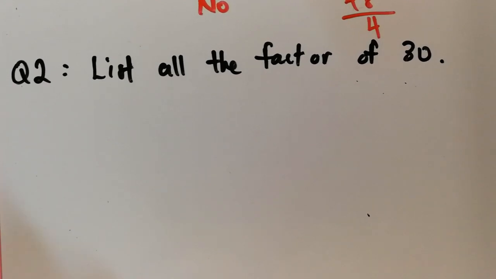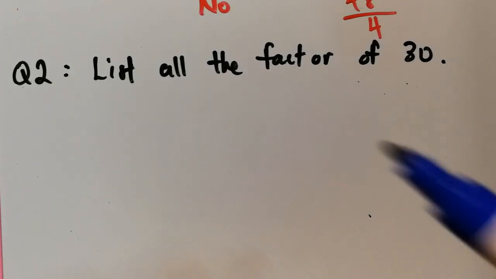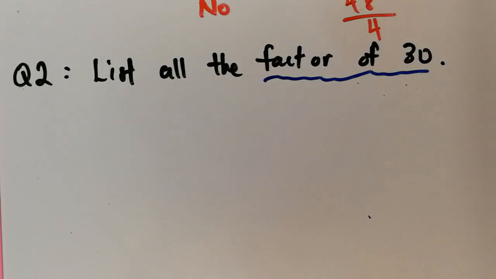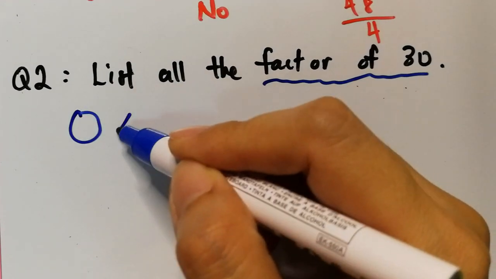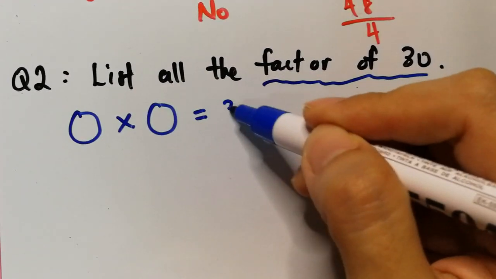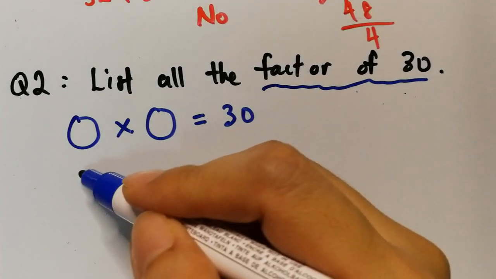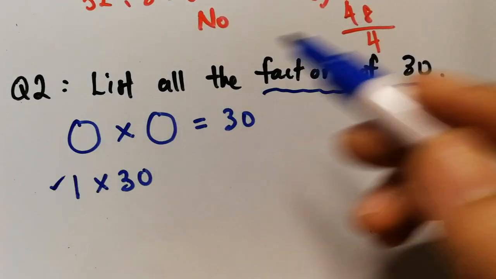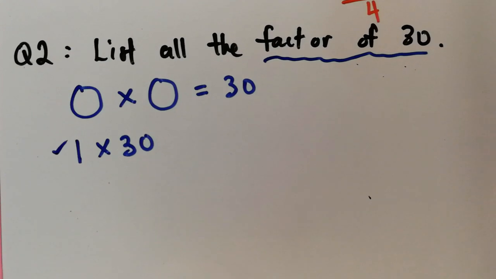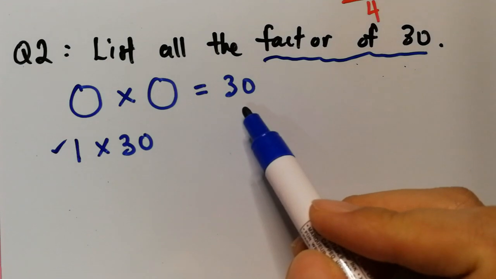The question is: list out all the factors of 30. When they ask us to list out all the factors, factors means the numbers that we multiply to get 30. So we have to list out all the factors. Firstly, everyone, if they are asking you for the factors, you will always start with 1. So 1 multiplied by 30, you will have 30.